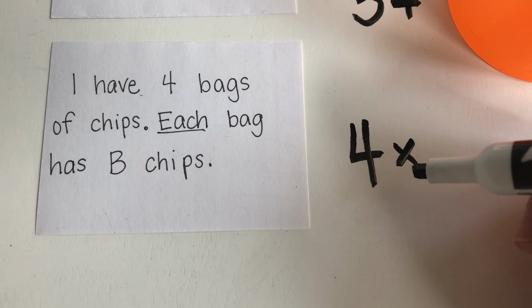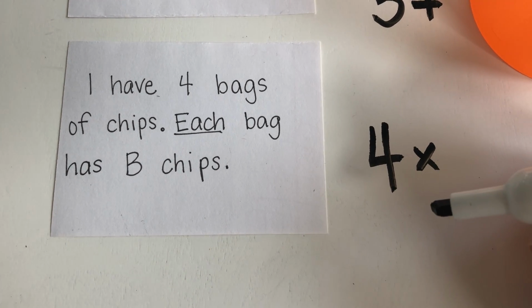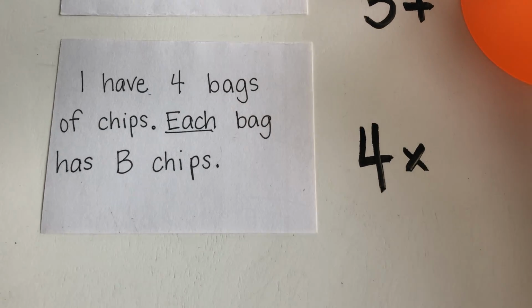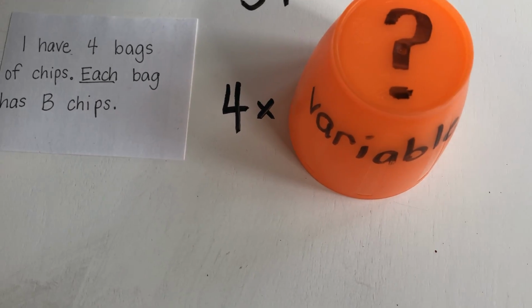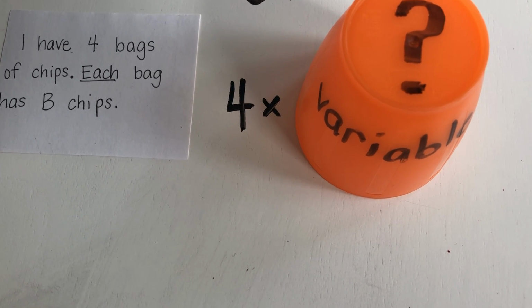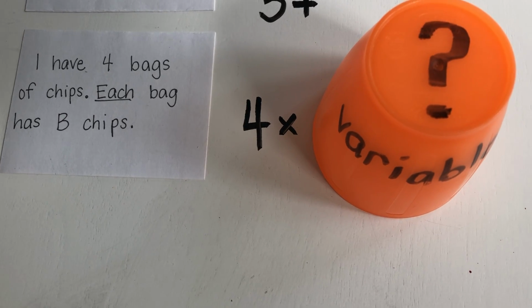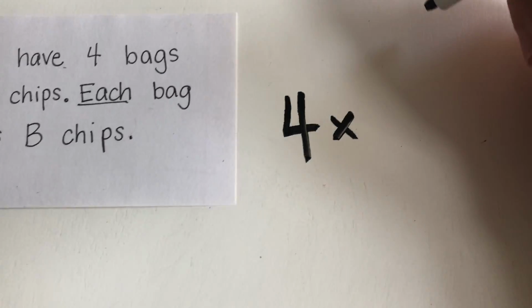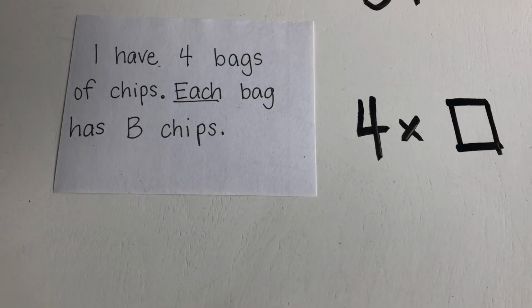My first bag has B chips. My second bag has B chips. Third bag, also B chips. And fourth bag, you guessed it, B chips. I don't know how many chips are in that bag, but it feels to me like 4 times my variable, 4 times some number. Those are both expressions, meaning there is a number, an operation, and a missing variable amount that I don't know yet.